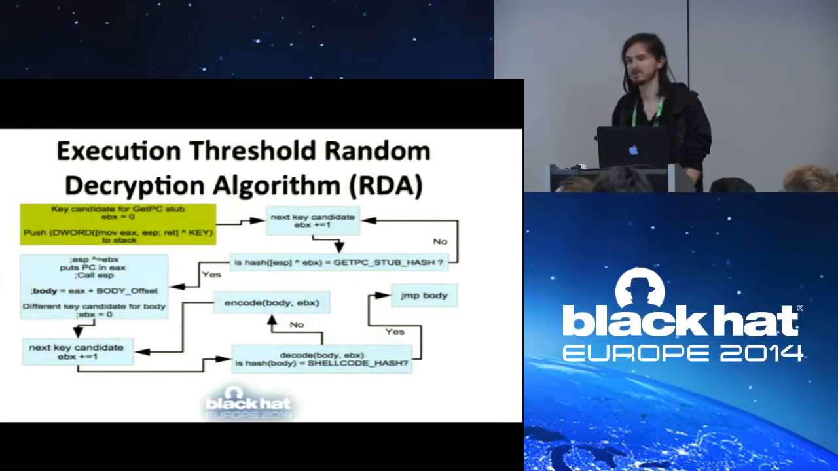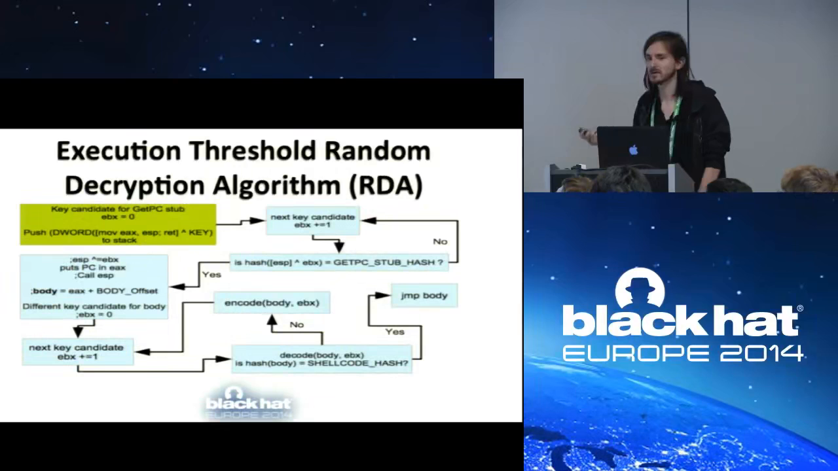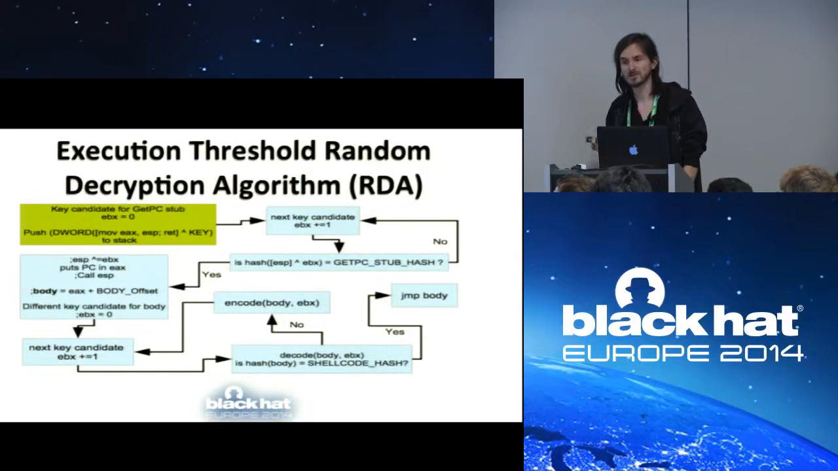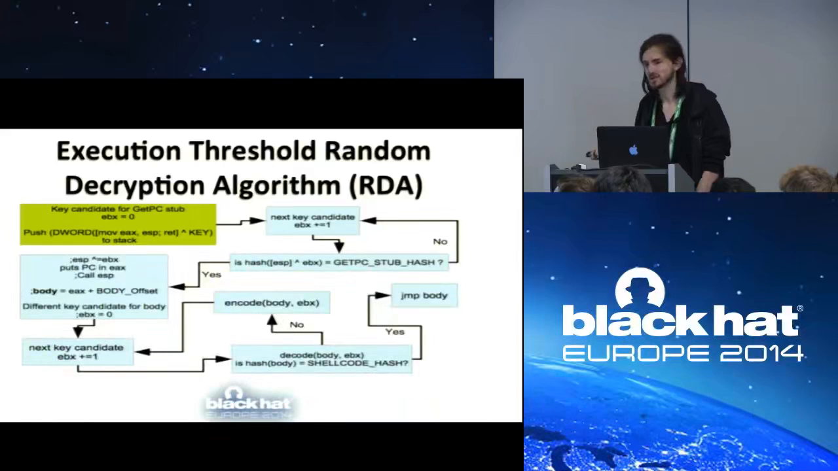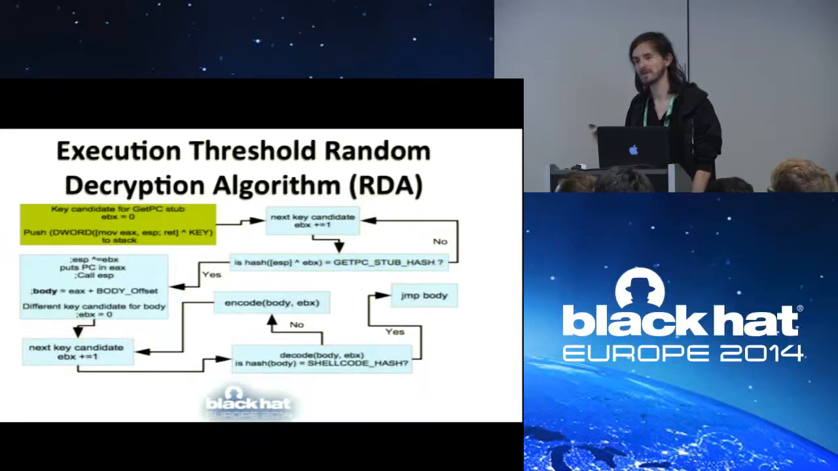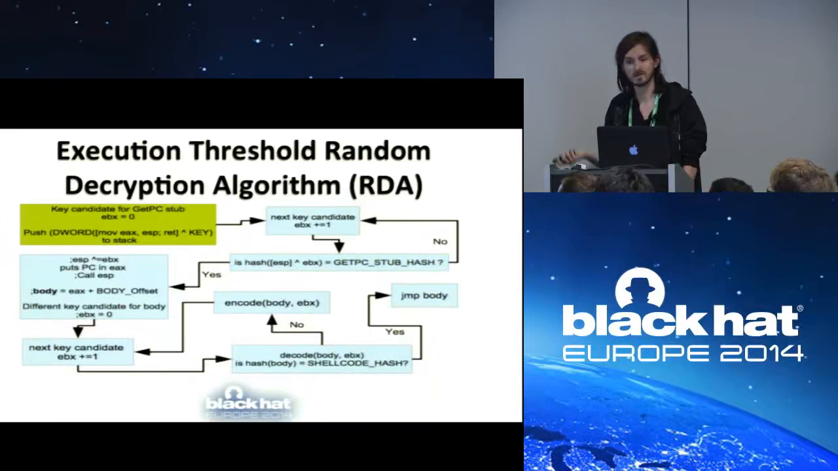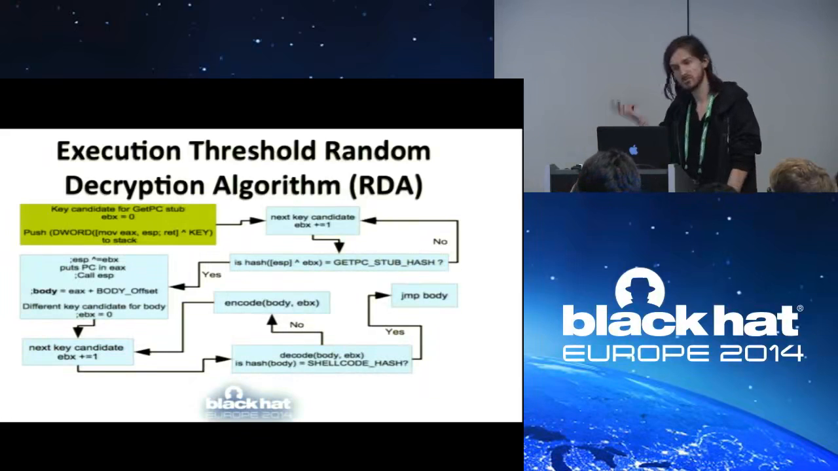It's also fairly straightforward. It basically involves encoding your getPC code and your shellcode body using a randomly generated key, then generating a hash of the plain text of the getPC code and the shellcode body, throwing away the keys, and having the decoder basically brute force the key, and upon every key candidate, check whether the plaintext body matches the hash. If so, we can continue execution because we properly decoded it. If not, it basically tries the next candidate.